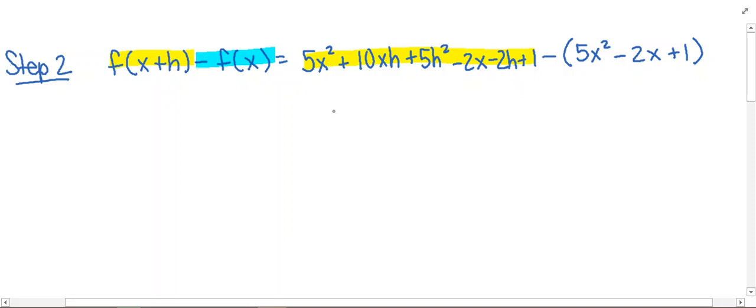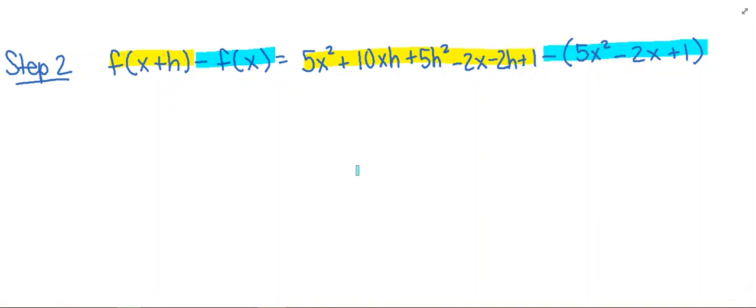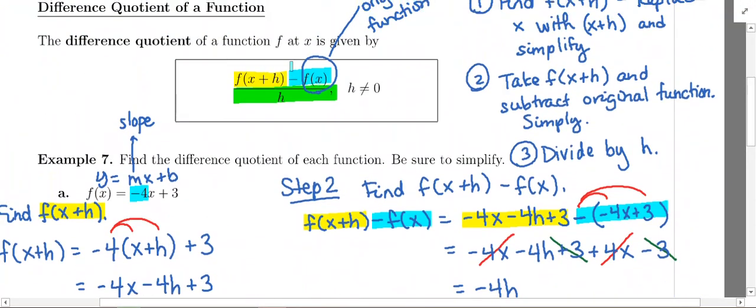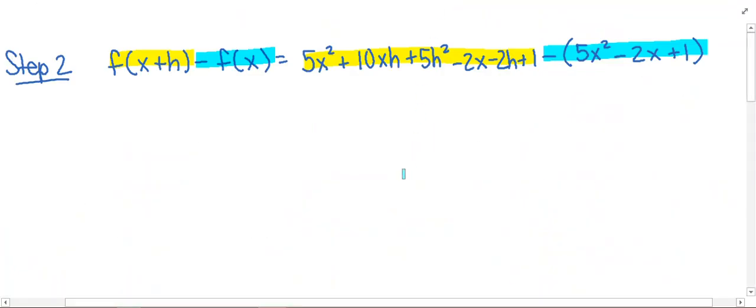You can clearly see here, the way I've color coded it, the yellow representing the f of x plus h pieces and the blue parts representing the subtraction of the original function. If you go back to the recipe, this is going to result in the numerator of the difference quotient. We're doing f of x plus h minus f of x. We need to simplify before we go to step 3. So let's go ahead and write down f of x plus h. There's nothing we can do with it yet.